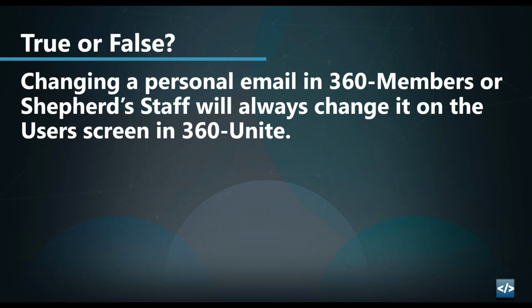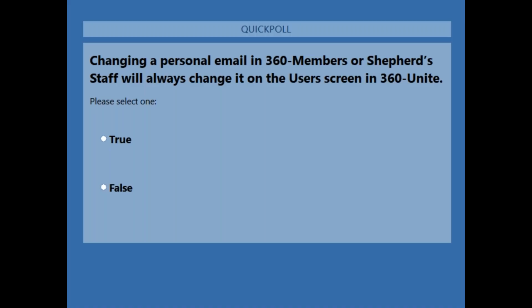Next question, again, all of these are true or false. Changing a personal email address in 360 members or Shepherd staff will always change it on the user's screen in Church360 Unite. I know some of these are a little bit specific to wording, so don't feel bad if you get it wrong. That's certainly all right. Changing a personal email in Church360 members or Shepherd staff will always change it on the user screen in 360 Unite.